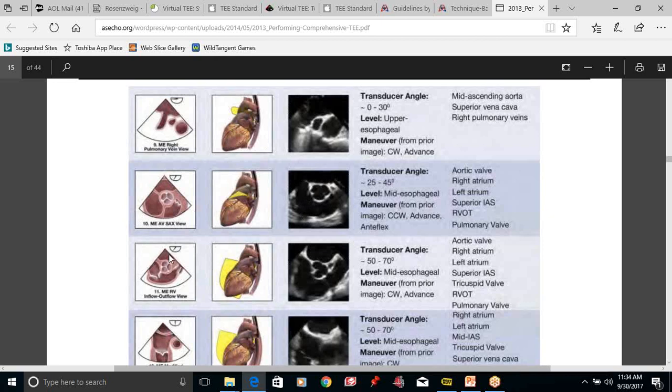So still at about 80 degrees, if you manipulate the probe a little bit, you can see more of your left atrium, atrial septum, right atrium, and your right ventricular outflow tract with your pulmonary valve right there. Your atrial septum, this would be your non-coronary cusp. This would be your left coronary cusp, and the right is right there. So be familiar with these views.